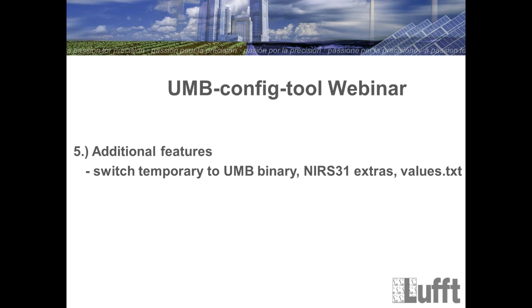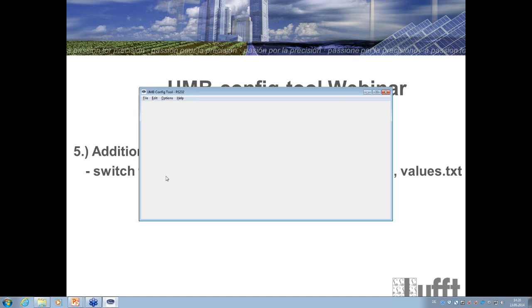Now we have some additional features I want to show you. First of all, how to switch temporarily to UMB binary. So if you want to switch to UMB binary because, for example, the WS sensor is configured for Modbus or for SDI12, you can also use the UMB config tool. You have, of course, to connect the sensor, like shown before, to the laptop with an RS232, RS485 converter. Then you go to options, and there is a command here, switch all sensors temporarily to UMB protocol. So all sensors which are connected to the software via UMB, via a converter, can be switched temporarily to UMB using this command.